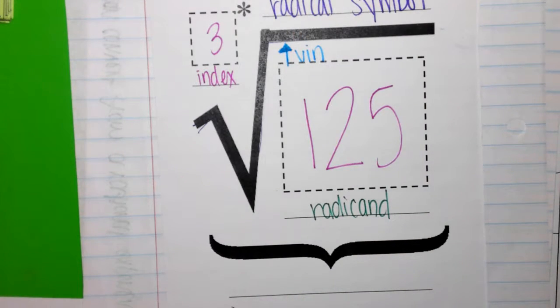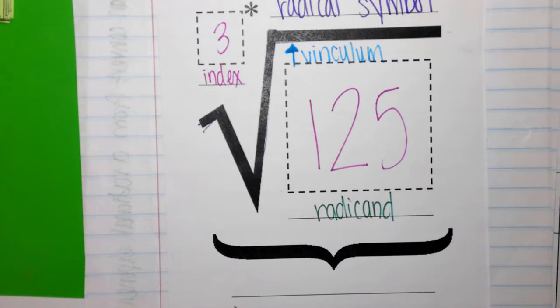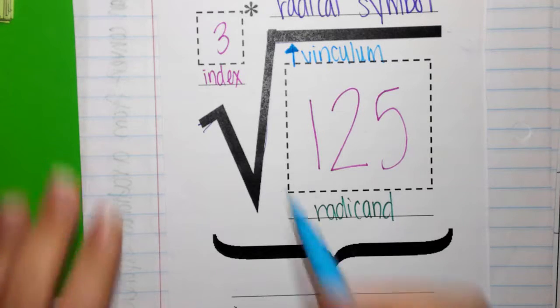Ben? That's straight. Okay, I don't know what I was thinking. Never mind. What is that called altogether? Vernacular. Vinculum. Oh! I thought it was vinculum.